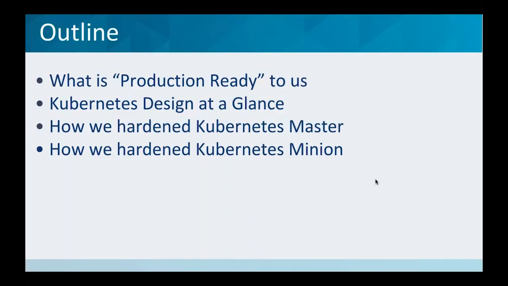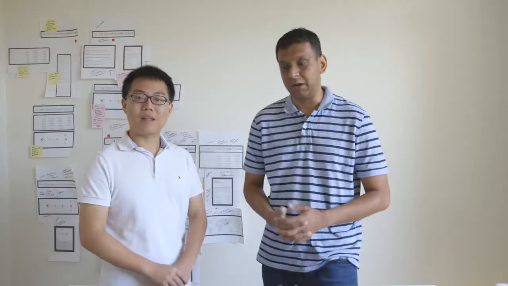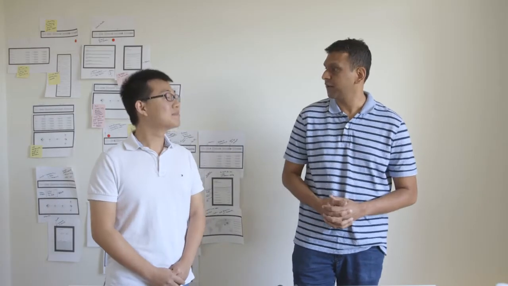So we started to understand what the characteristics of those problems were, and how we defined what was production ready for us. Harry's going to talk about a little bit of a design overview of Kubernetes for folks who are not familiar with that. And then we'll dive into two main aspects of Kubernetes, the master and the minion, and how we harden each one of them. All right, so let's go into what is production ready.